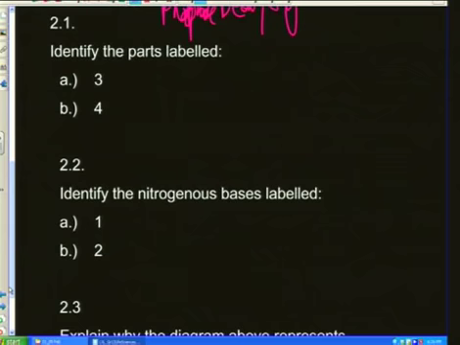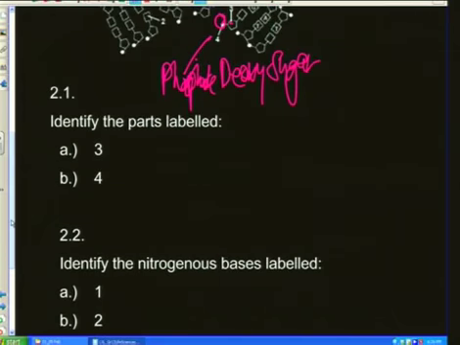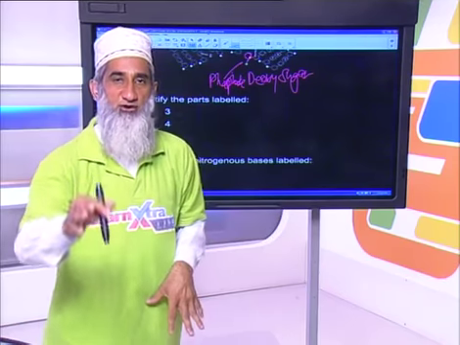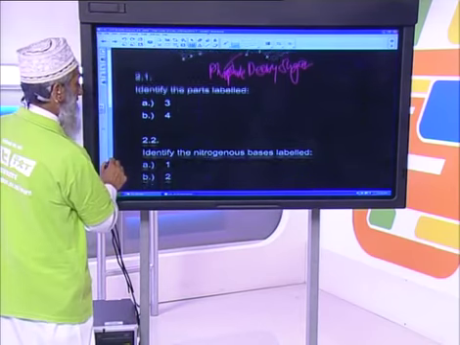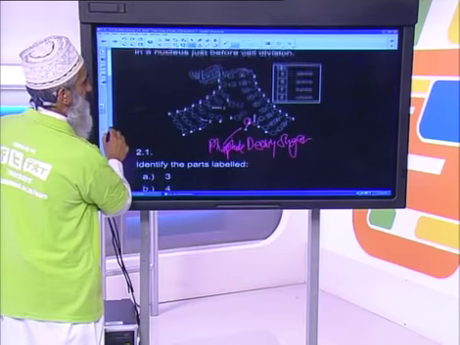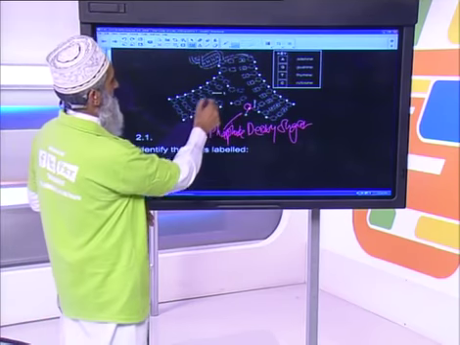Identify the nitrogenous bases labeled 1 and 2. Whenever they're asking you about nitrogenous bases, they are testing one simple thing. Do you know that adenine combines with thymine? Do you know that cytosine combines with guanine? That's all they're testing you. So that's what you've got to look for. So number 1, number 2. Let's go to the diagram.